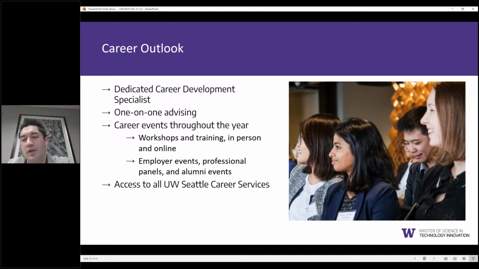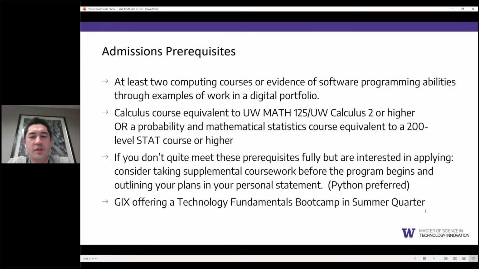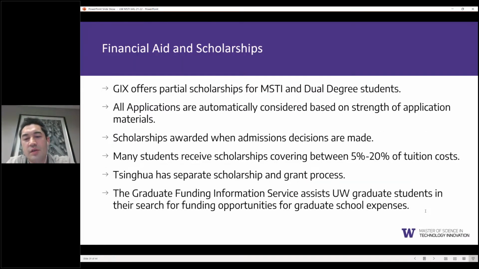Yeah, so like I said, the program itself provides scholarships. Where's my scholarship slide? So this is what we're looking at. You could look at a scholarship between 5 to 20% of your tuition cost, basically. And that's considered based on the strength of your application materials. It's a fairly holistic process. So it's based on your personal statement, your portfolio, and your previous experience or academics. That's what you could potentially look at for scholarships.